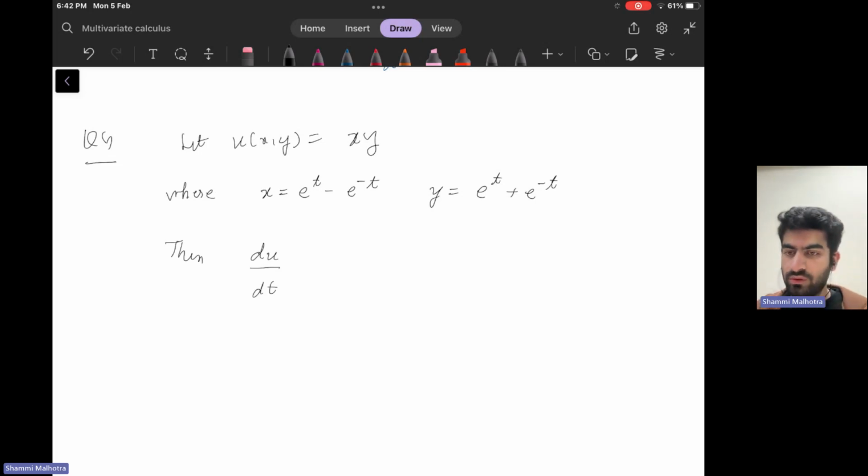Since u is a function of x and y, but x and y are further functions of t, u basically turns out to be a function of t only. So I would like to find the total derivative of my function u with respect to the variable t, and that too at the point t equal to 0.